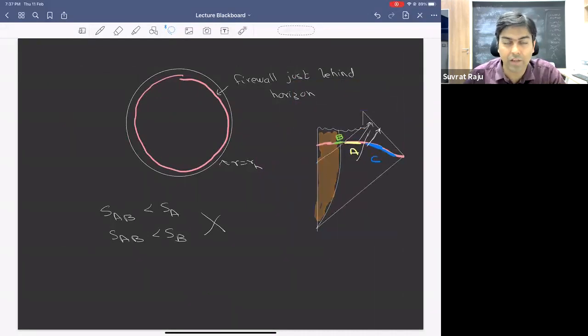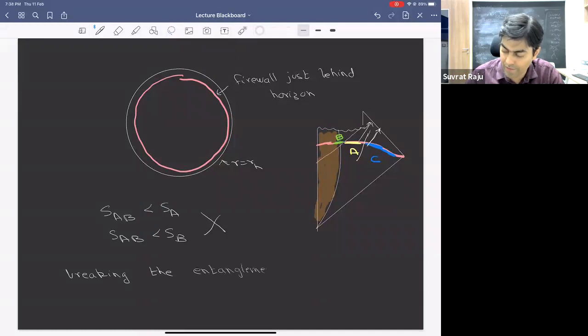Now, it could be actually that after the firewall, normal space resumes, right? If you break the entanglement at the horizon, it could be that after that, normal space resumes. But we don't know what that is. And that's actually, as far as I know, not been made very precise within the proposal. The basic point is that you need to break the entanglement at the horizon, and breaking the entanglement at the horizon leads to a firewall.